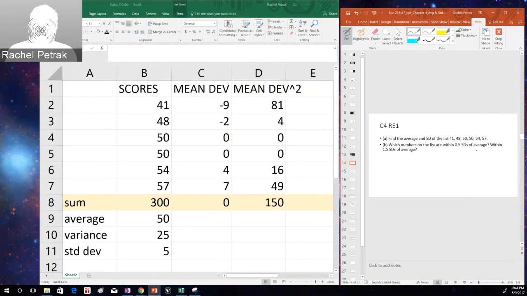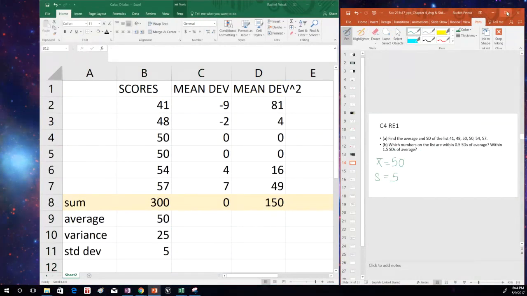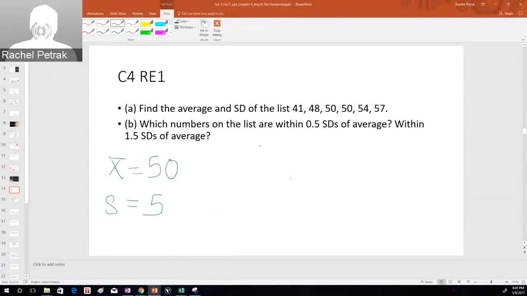And we want to find the average and standard deviation of the list. Well, we have those now. The average is 50. The standard deviation was 5. Which numbers on the list are within 0.5 standard deviations of average? Within 1.5 standard deviations of average? So to get this, we need to first know what is half of a standard deviation here. Well, if our standard deviation is 5, then half of a standard deviation will be 2.5, or standard deviation divided by 2.